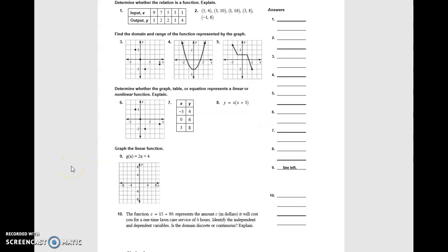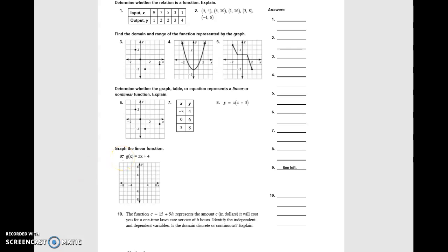6, 7, and 8, you're saying whether the table or graph or equation is linear or nonlinear. Same thing, there's two lines there, one for you to say linear, one for you to say nonlinear, and then one for you to explain why it is linear or nonlinear. 8's kind of tricky there, just because it's not fully solved yet. So I will tell you on number 8, you need to distribute before you can tell if it's linear or nonlinear. So there's kind of your trick for 8.